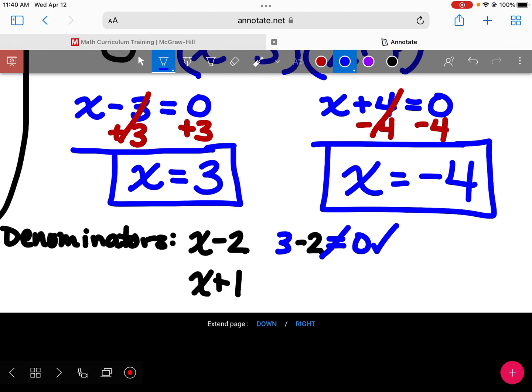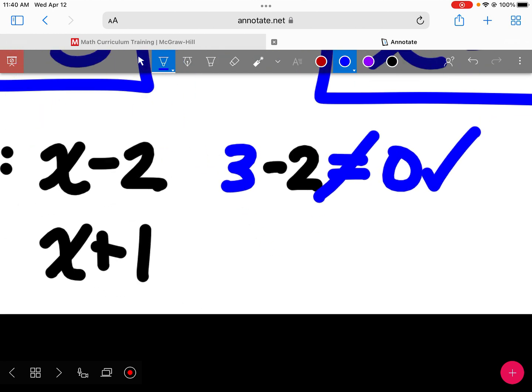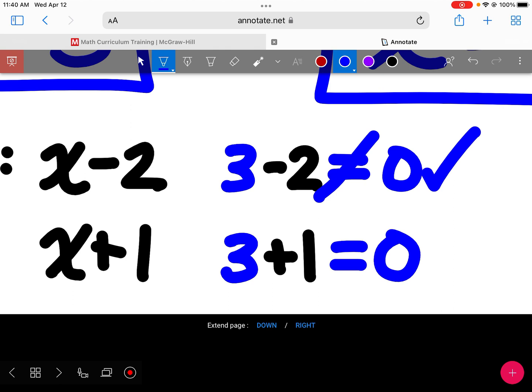Then I'm going to come to this next one. If I take this 3 that we found for x and put it in the place of this x here, that would give me 3 plus 1. Is that equal to 0? Nope. So that answer's okay, because it won't make either of my denominators a 0.